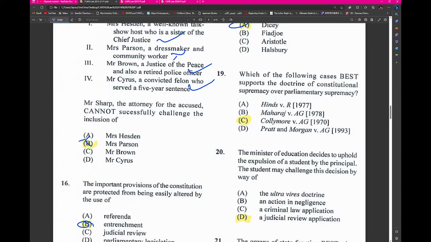Which of the following persons is the most famous proponent of the rule of law? Mr. Dicey, Professor Dicey. Which of the following cases best supports the doctrine of constitutional supremacy over parliamentary supremacy? So this is speaking about Collymore versus the AG of, what was this, Trinidad and Tobago? I think it was Trinidad and Tobago, you know. But we'll look at that.